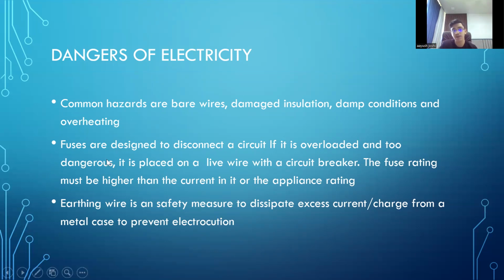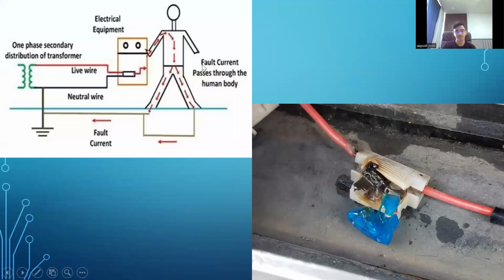Another part that's just a safety tip: if there's a fire because of electricity, you don't want to use water to combat that, because water actually conducts electricity. You should use sand for it. So this is another safety feature that you can use when it comes to dangers of electricity.